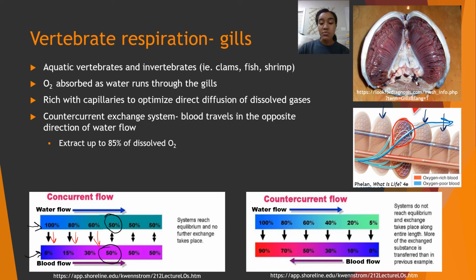So if you look at this picture down here, let's say we had an example of 100% oxygen saturation for the water. Even at 90% saturation in the blood, it's still higher. So there will still be more passive diffusion of oxygen from the water into the blood. And that continues as water flows and more oxygen is being released. The amount of oxygen present in the blood is always lower than the amount of oxygen present in the water. So we're always going to be extracting as much oxygen as we can from the water as it passes by the gills.